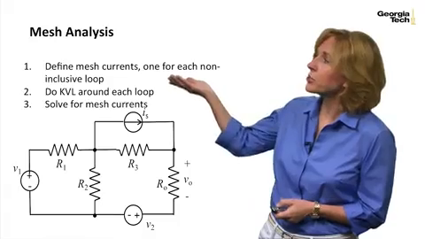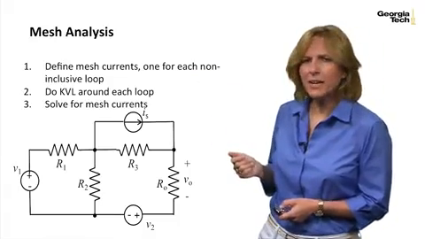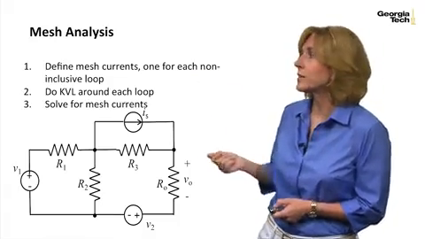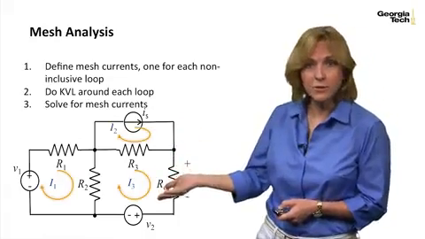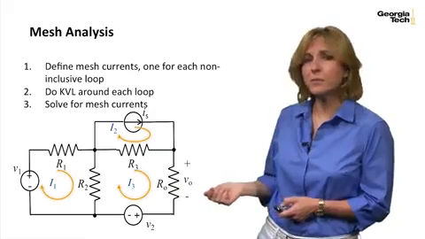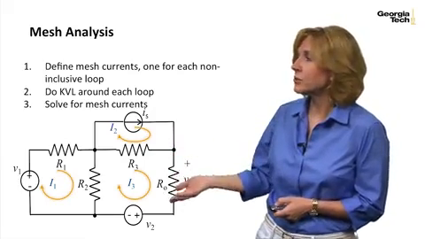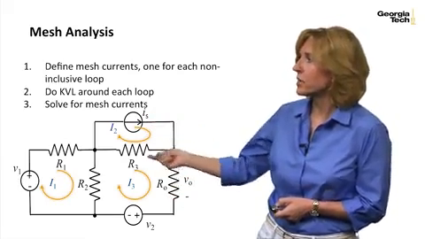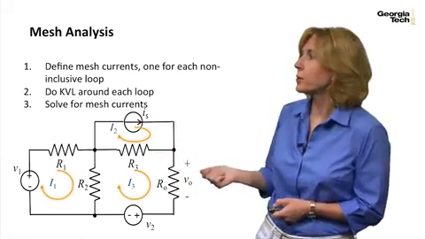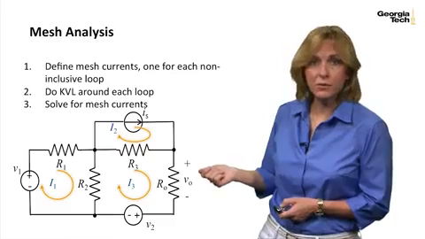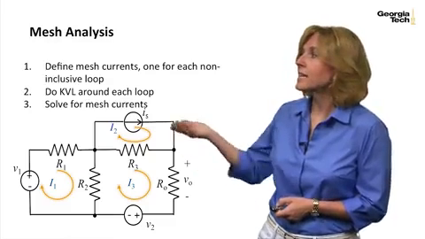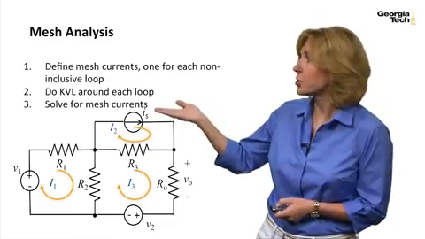First, define mesh currents, one for each non-inclusive loop. By non-inclusive, I mean the loop doesn't include any other loops. So I've got three non-inclusive loops here, and I define these mesh currents to be I1, I2, and I3. And I give it a direction of the current flow around that loop. And then I do a KVL around each of those loops, and then I solve for the mesh currents.